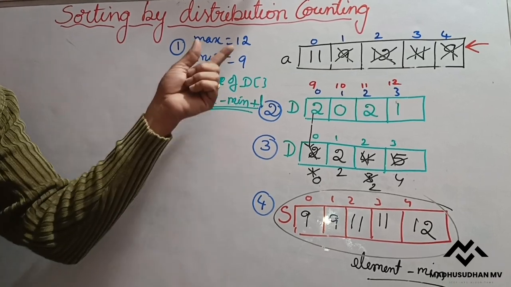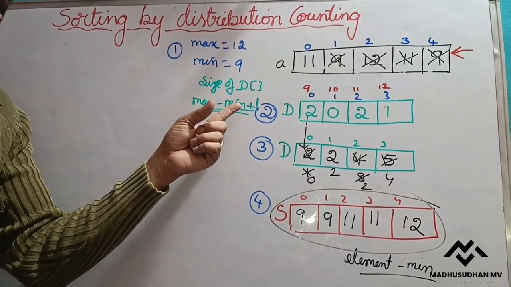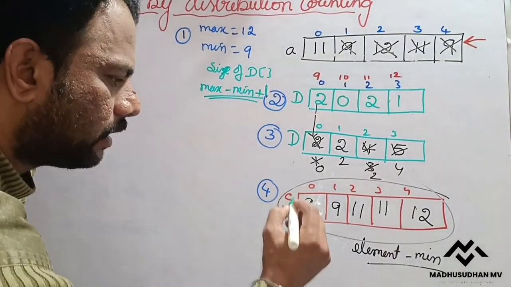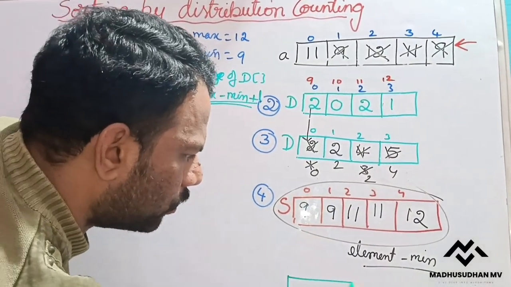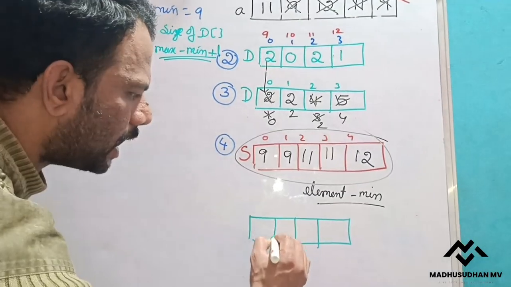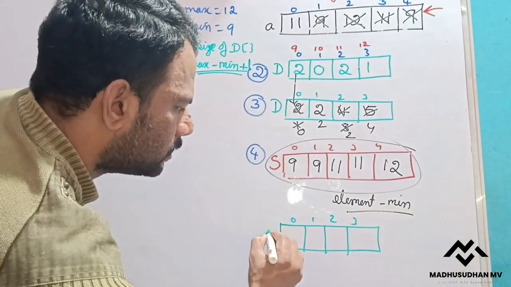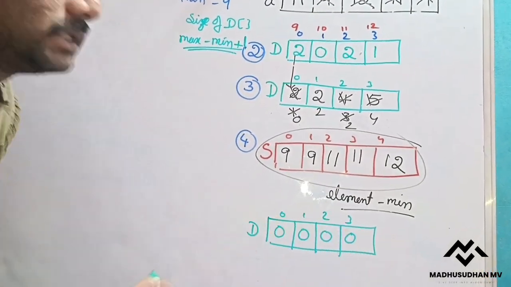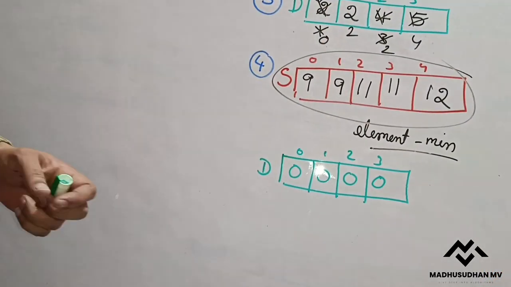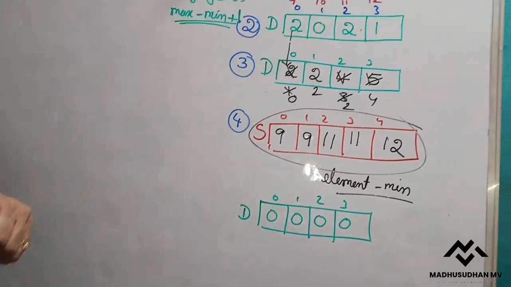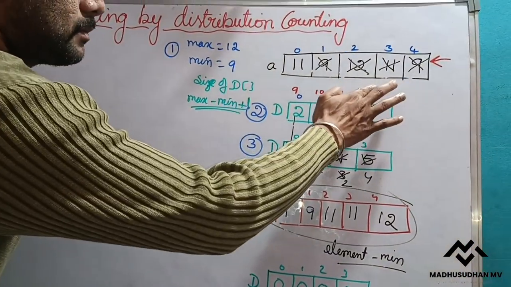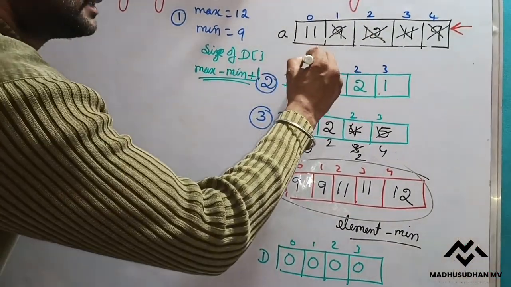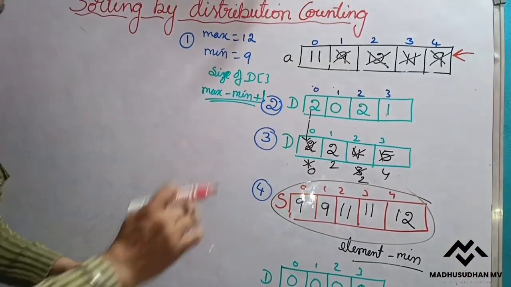Now, here, maximum is 12, 12 minus 9 is 3, 3 plus 1 is 4. So now I have to write this array. Initially, this 4-element array, this is my B, I'll make all the elements 0. Initially I made it 0. Next, you check for each element. Now I am taking this as the ith element. This is my first element.